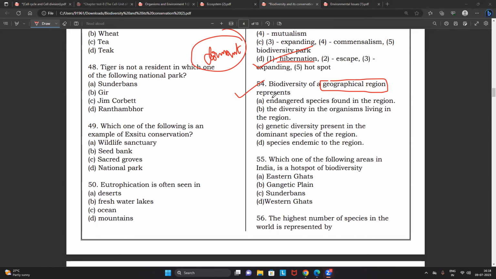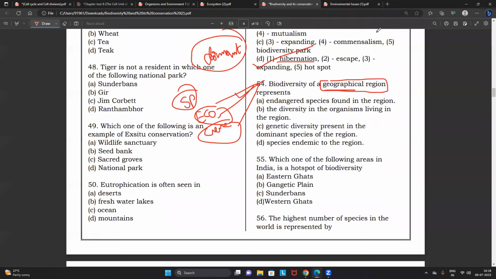Okay. What is the answer people have given? Look into the question correctly. Biodiversity of a geographical region. See, friends, I don't know whether you remember or not. There are 3 types of factors that affect biodiversity. Anyone remember? You can call it species, ecosystem, or genetic diversity. Genetic diversity, species diversity, ecosystem diversity. Now they're asking about a geographical region.